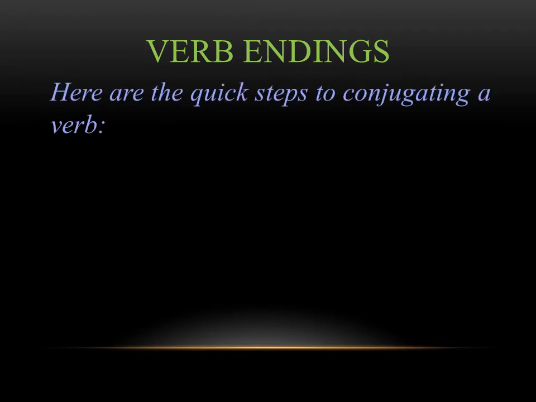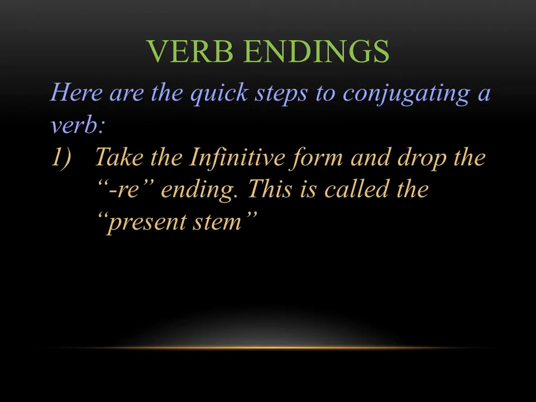So here are some quick steps to conjugating a verb. First, you want to take the infinitive form and drop the -re. This is called the present stem. So for instance, let's take laudare. We recognize the -re at the end. We want to cut that off. When you do that, you're left with lauda. This is the present stem.